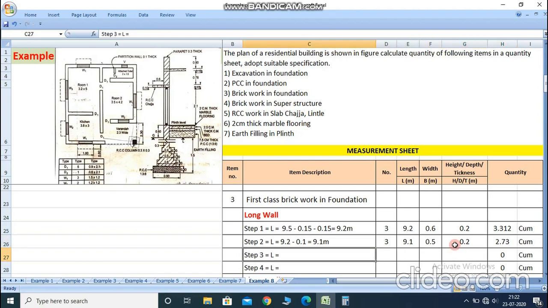Then after that we calculate the length for step 3, meaning for the 0.4 meter width. So write here 9.1 minus the difference of 0.5 and 0.4, the difference is 0.1. So write here directly 0.1. Its answer is 9.0 meter. Clear? So here the number of walls is 3, 9.0 and 0.4 meter width, and the thickness given in the section part is 0.2.